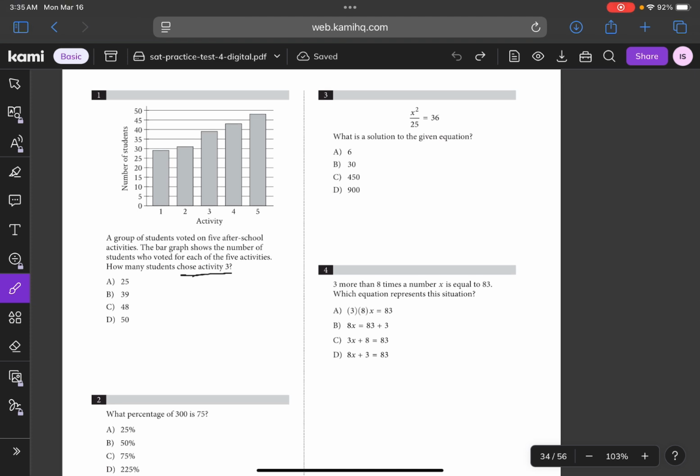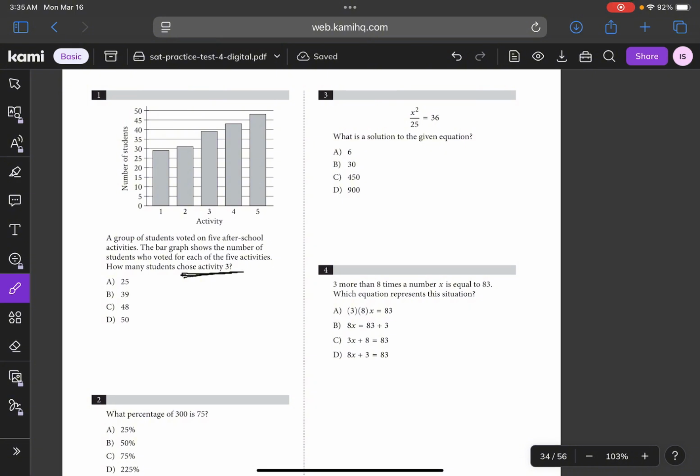For the first video on the new channel, I'm just going to do some of the practice problems for the SAT practice test number 4. So starting off with question number 1, I already have it highlighted here, but it says a group of students voted on 5 after-school activities, and we see how many students voted for each activity. So the question asks, how many students chose activity number 3?